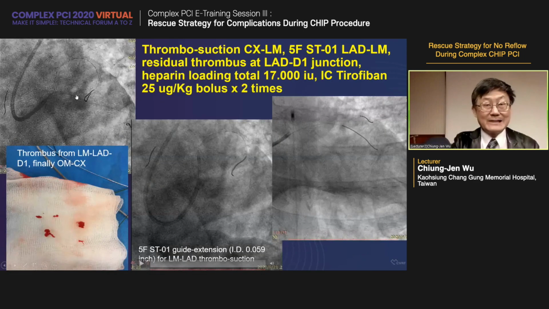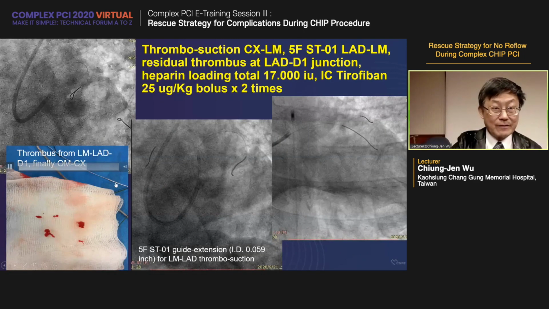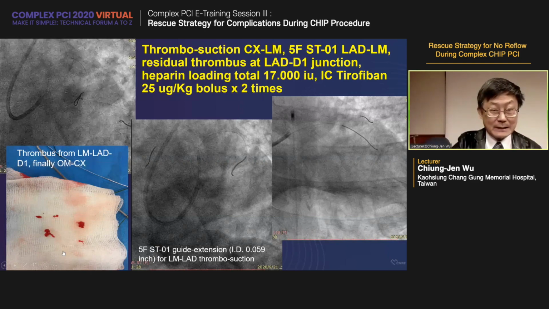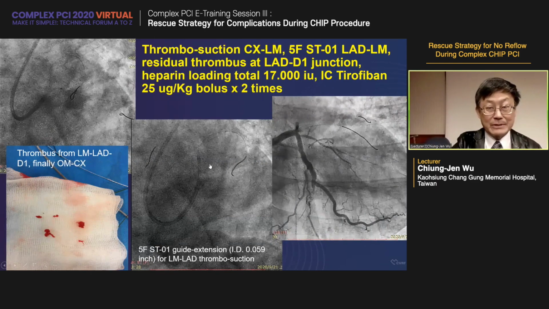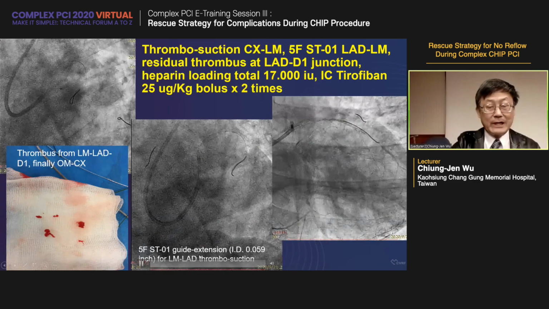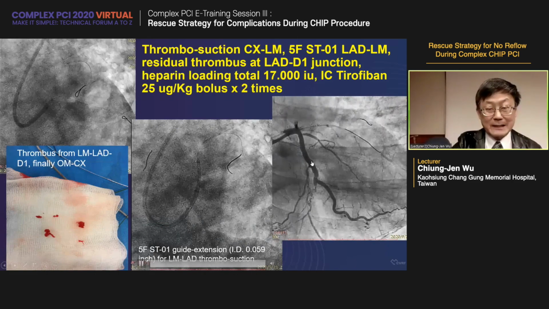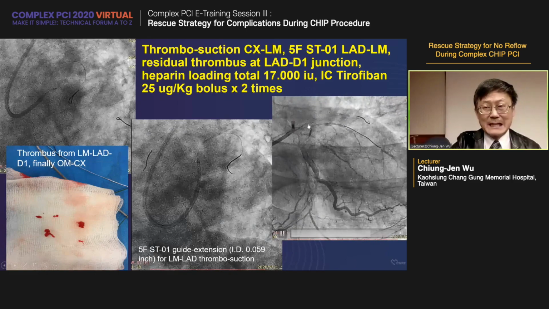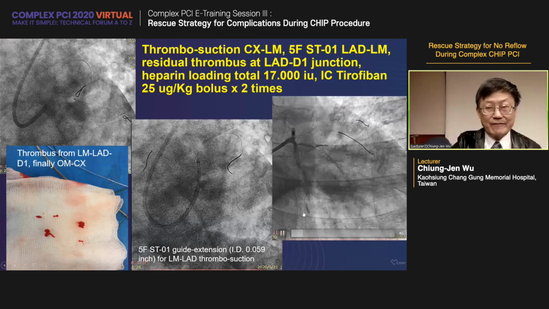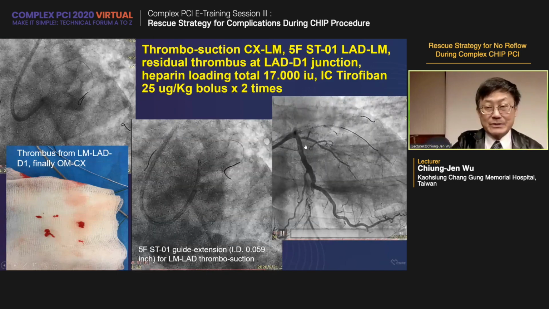So we started to do thrombosuction from the diagonal and also from the circumflex and sucked out this thrombus, and there was even a chunk of thrombus at the LAD and diagonal bifurcation. So we had to use a guide extension. We tried to suck as much as possible of the proximal LAD thrombus, but it was still not very effective. The hemodynamics were compromised, so we had to put in the intra-aortic balloon pump.